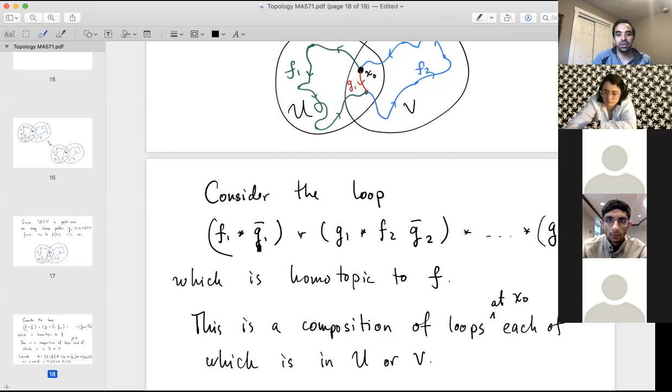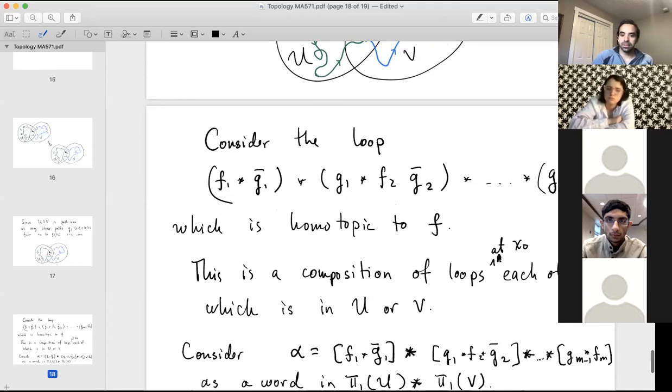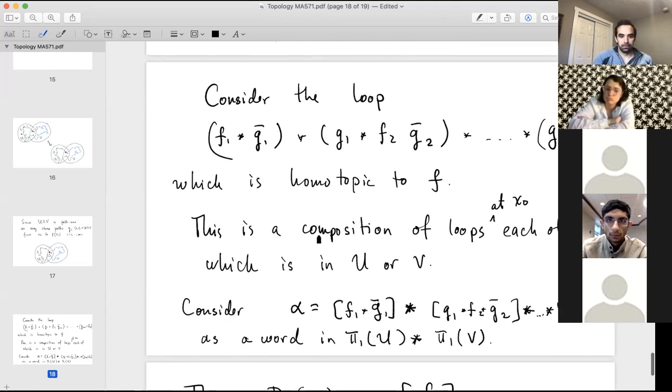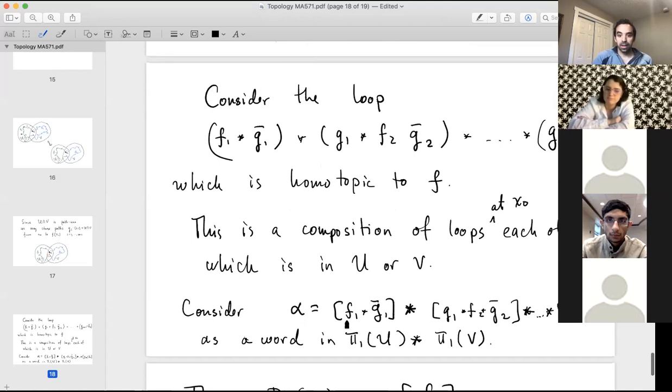Obviously, when I do G backwards followed by G, up to homotopy I can replace it by the identity, because I'm just doing a whisker. So this is homotopic to F. So there is a composition of loops at X0, each of which is in U or V. And I'm just going to consider the homotopy classes of these things. So let alpha be the homotopy class.